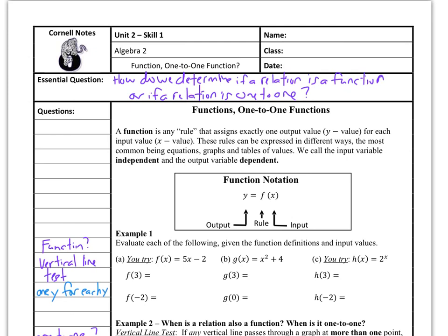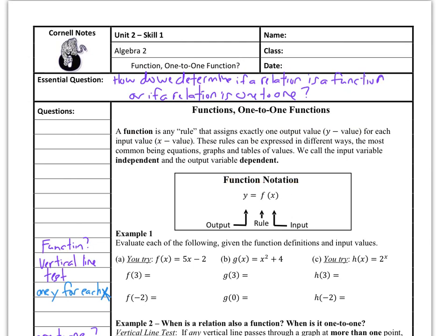So here we go, functions and one-to-one functions. This is kind of a review, so I'm going to be going through it a little bit quick. So function: any rule that assigns exactly one output, one y value for each x value. One y for each x, and that is supposed to say x there. I just caught that it doesn't look like it. Sorry. One y for each x. All right, so that is the definition of a function. To tell if something is a function, we're actually going to use the vertical line test, but we'll get to that in a little bit.